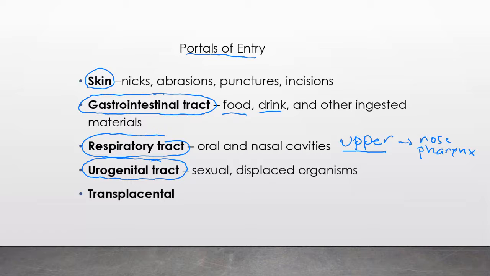Some other organisms, like Toxoplasma, are able to use the placenta as the portal of entry from the mother to the embryo inside the mother's womb. So these are the portals of entry for microorganisms.